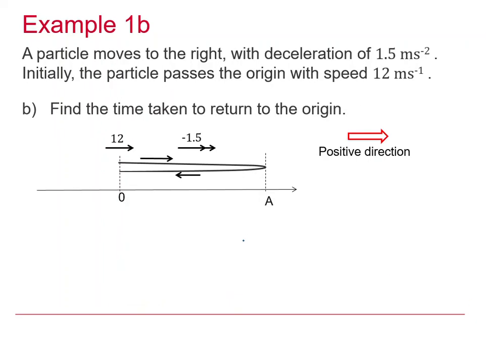Now, a further question, find the time taken to return to the origin. Well, how are we going to characterize the origin? That's where the displacement is equal to 0. So again, we've got u is equal to 12, and we've got the acceleration is equal to minus 1.5. This time we're interested in the time. So the equation to use in this case is s is ut plus a half at squared.